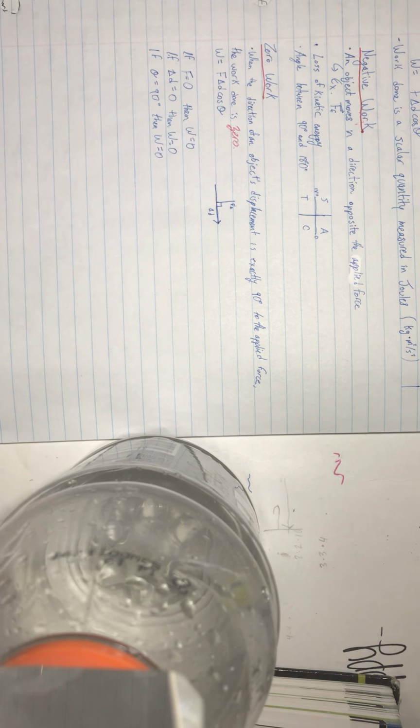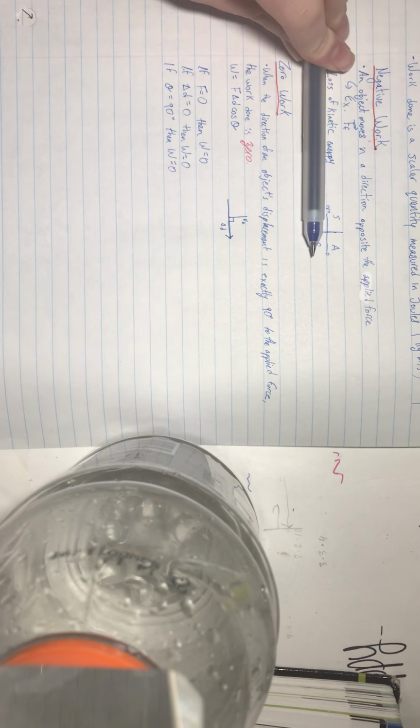So between 0 and 90, cos is positive. After 90, cos is negative. So that's why there's negative work. Finally, there's the idea of zero work. And once again, zero work is done if you don't move. If there's no movement, then there's zero work.